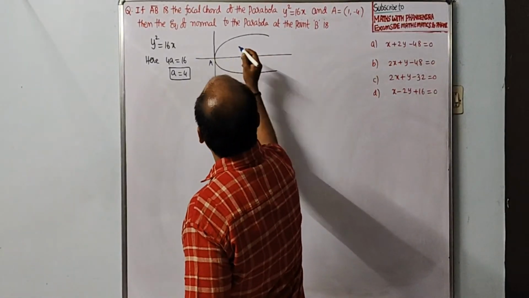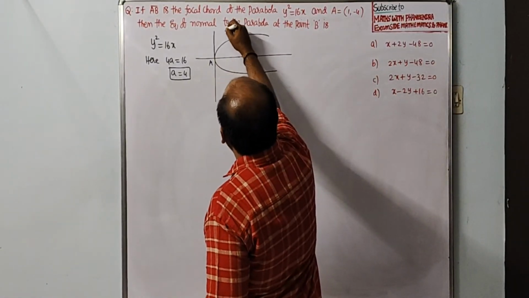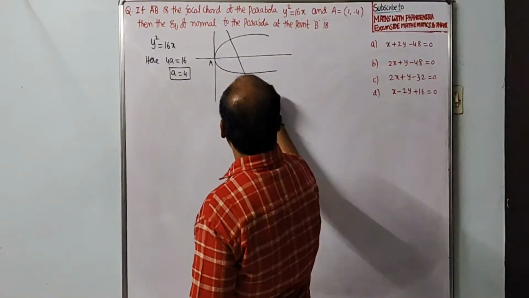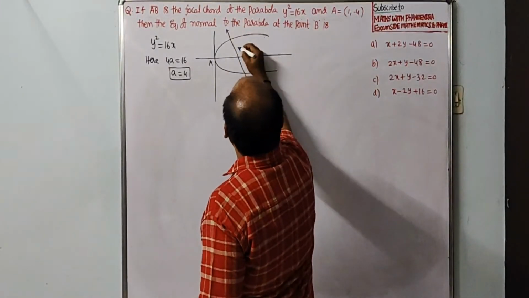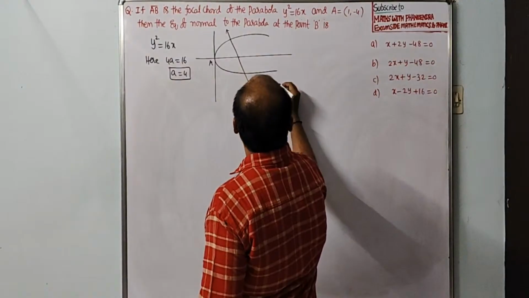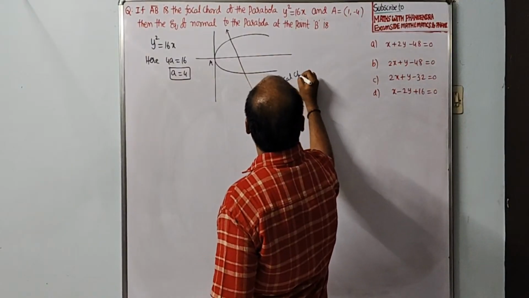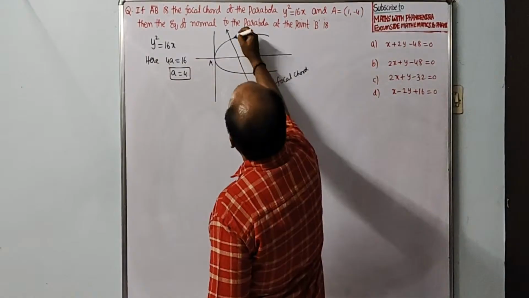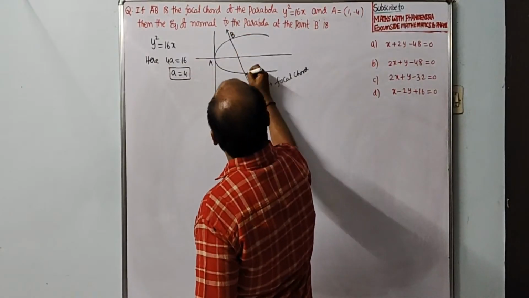This is the vertex. This is the focal chord. So this is the point B, this is the point A.